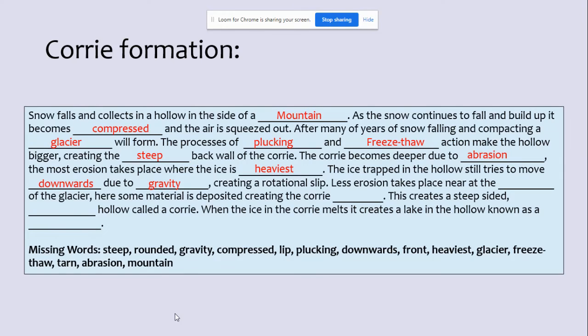Less erosion takes place at the front of the glacier. Here, some material is deposited, creating the corrie lip. This creates a steep-sided, rounded hollow called a corrie. When the ice in the corrie melts, it creates a lake in the hollow known as a tarn. So that is our corrie formation.